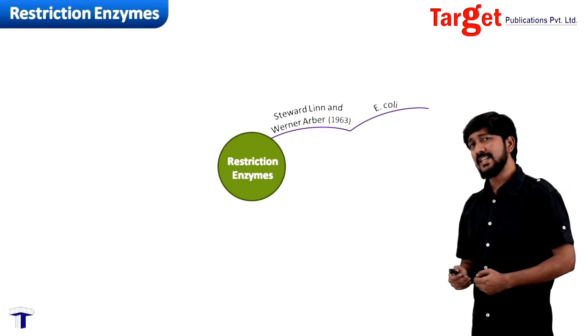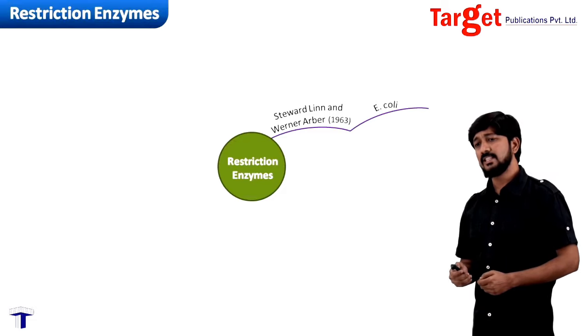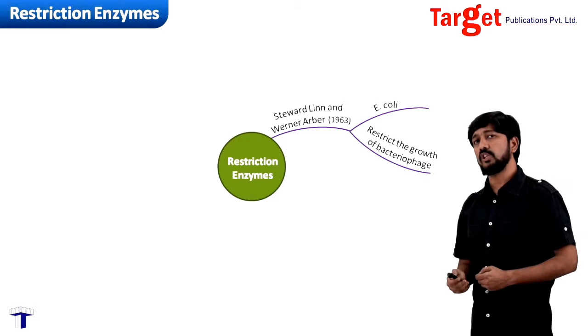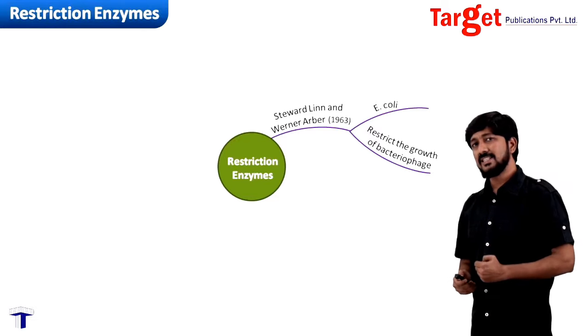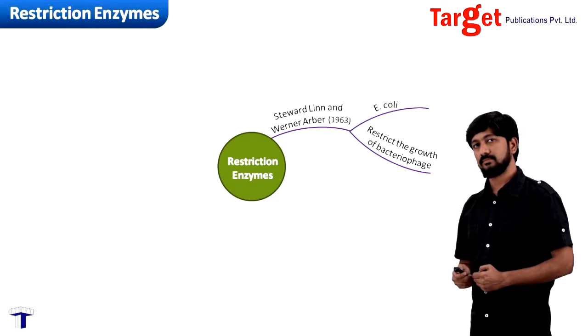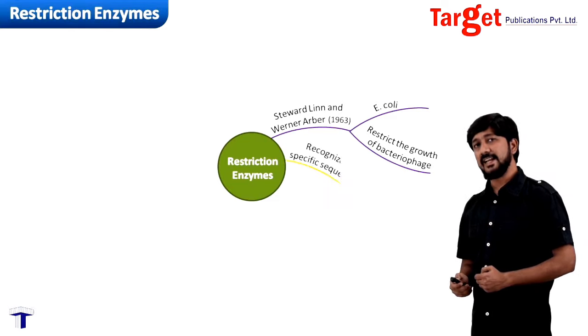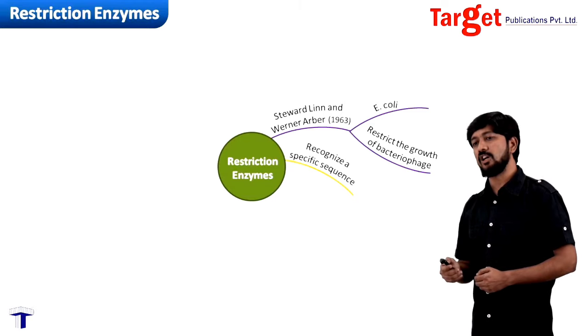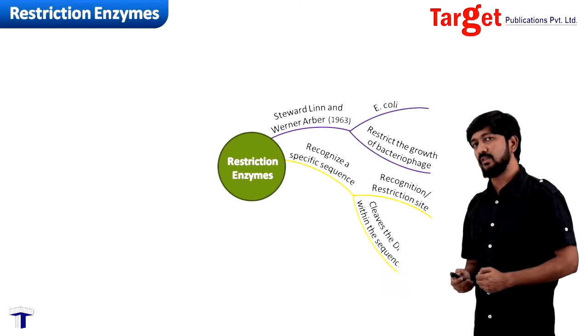Now, let us understand the function of these restriction enzymes in bacteria. These restriction enzymes restrict the growth of bacteriophages. These bacteriophages are actually viruses infecting bacteria. These restriction enzymes recognize a specific sequence. This specific sequence is known as the recognition sequence or restriction site. After recognizing a specific sequence, these restriction enzymes cleave DNA within its length.